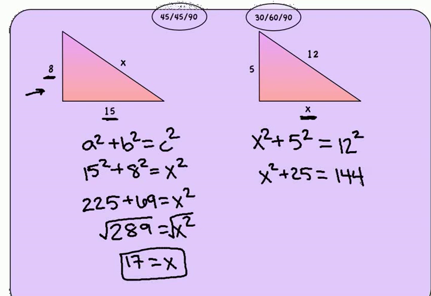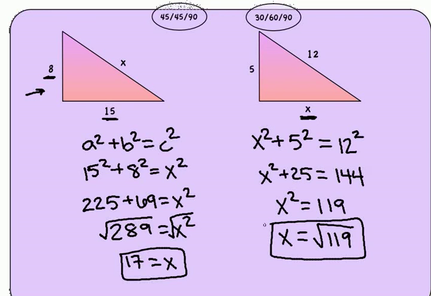Subtract 25 from both sides, so x squared is going to equal 119. And then we'll take the square root of both sides again, so x is going to equal the square root of 119. If it's able to be simplified, go ahead and simplify that radical. If it's not, go ahead and leave it in that exact radical form.